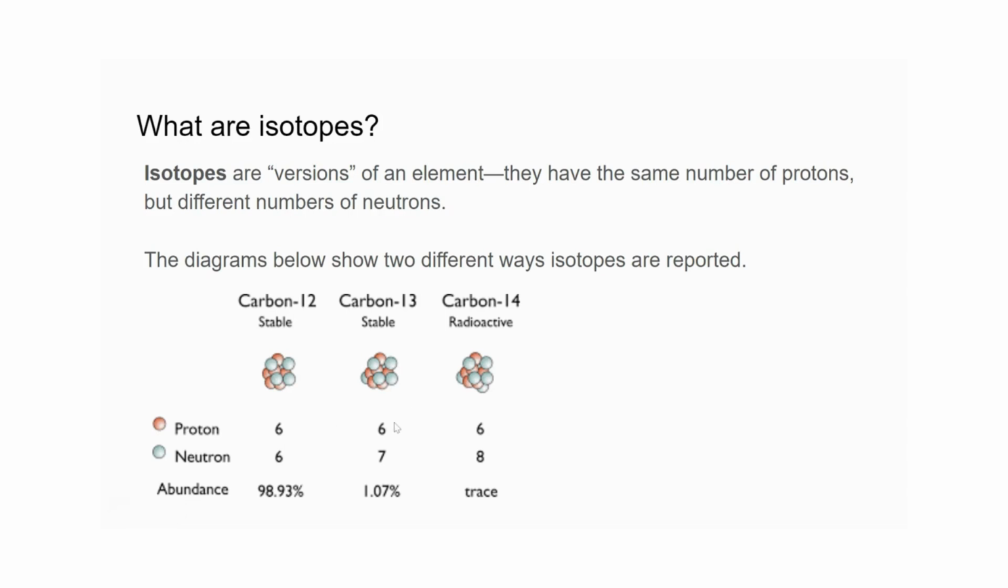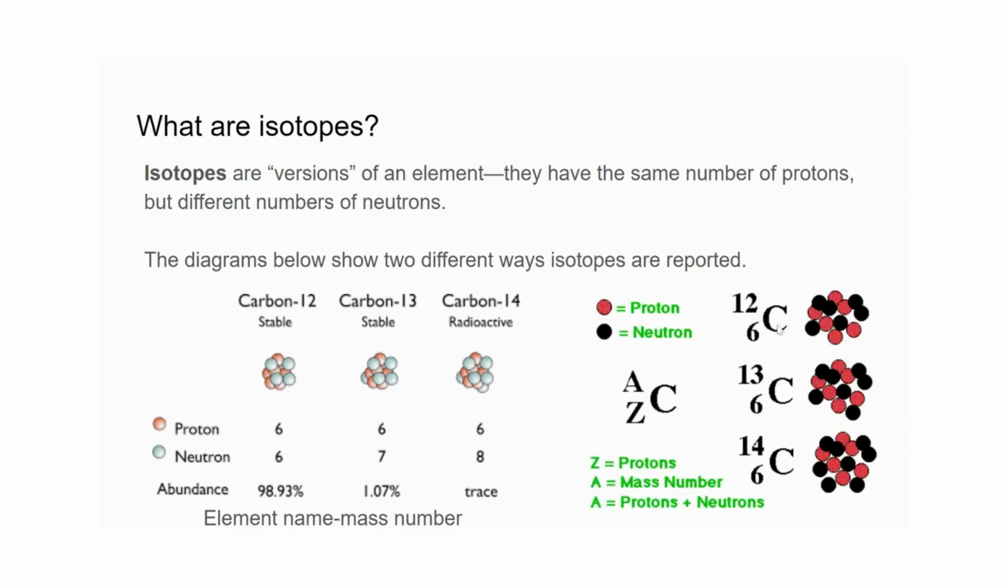Carbon-13's mass number is 6 plus 7, so carbon-13. So that's one of the ways: element name, dash, mass number. This is probably the most common way that you'll see as well.